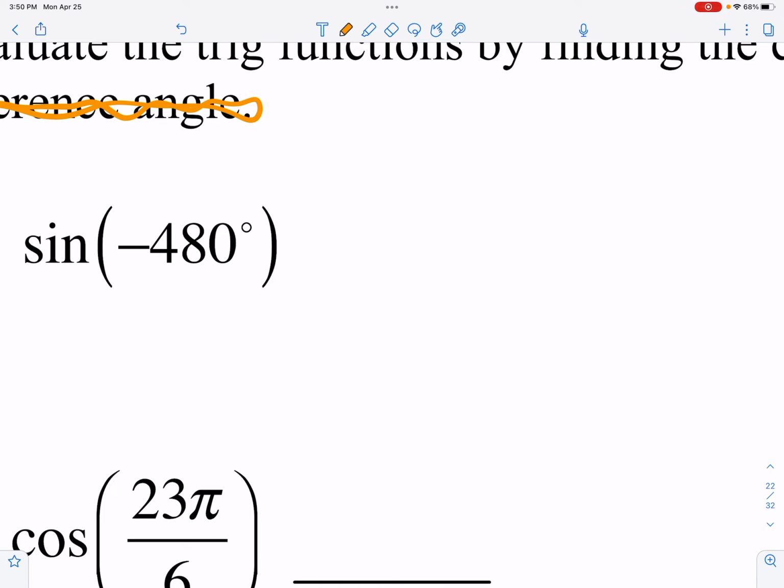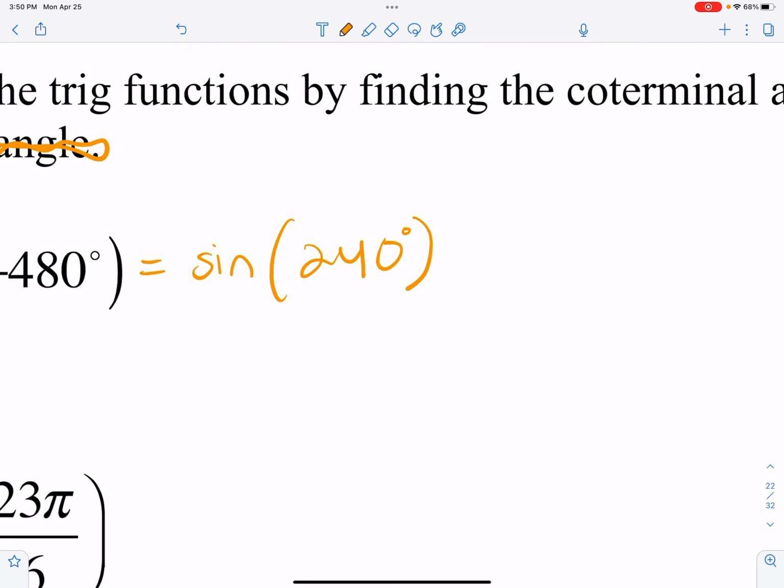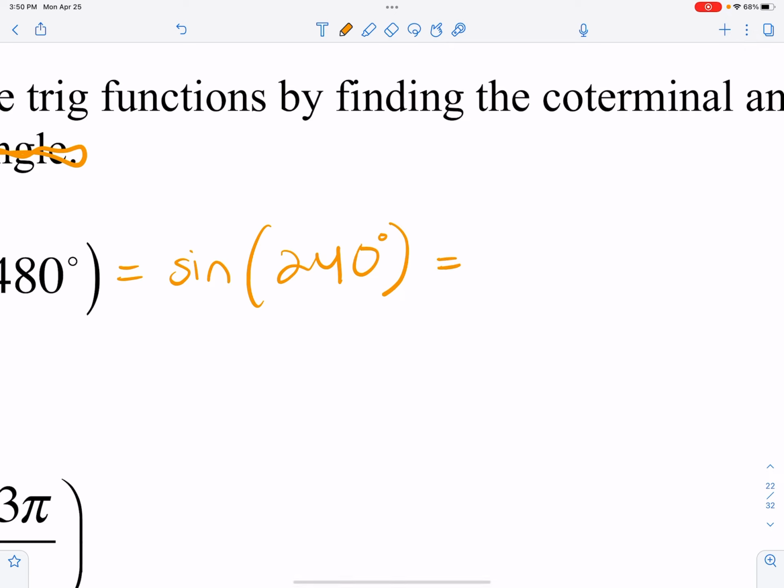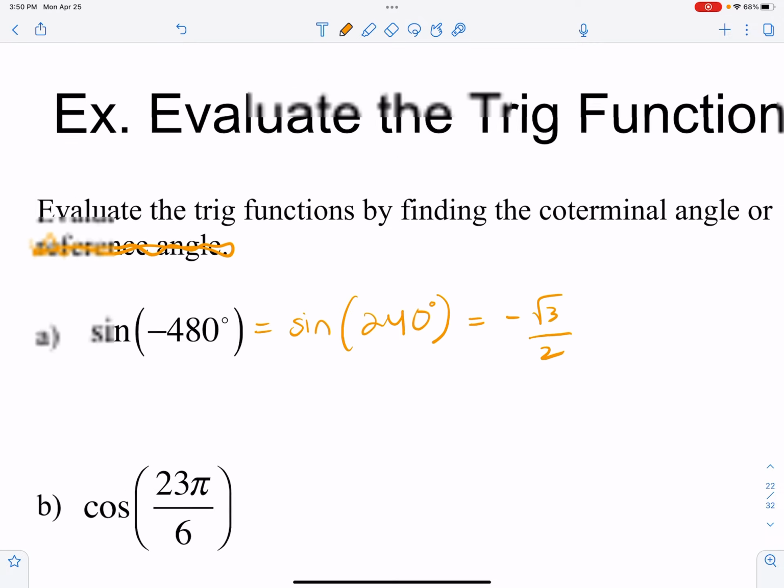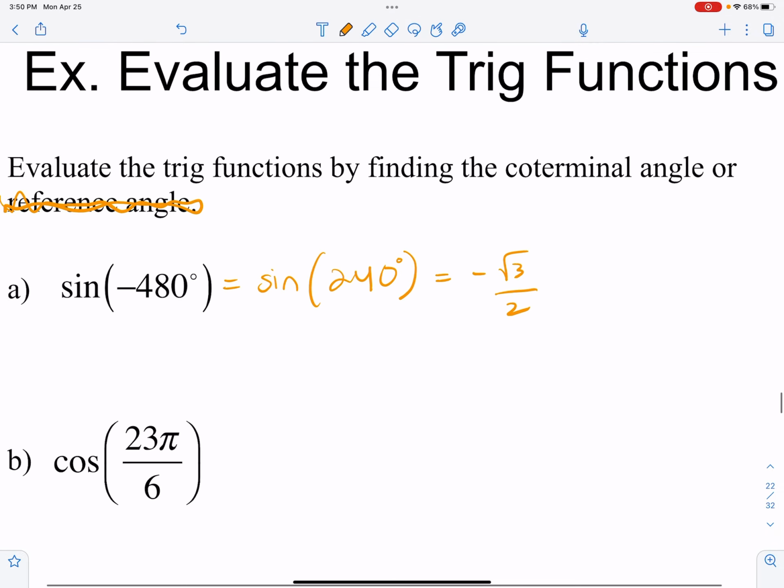if we add 720 degrees, we get 240 degrees. So this is equal to the sine of 240 degrees, which is equal to negative root 3 over 2. Right, you could reference your unit circle, 240 degrees, the y-coordinate.